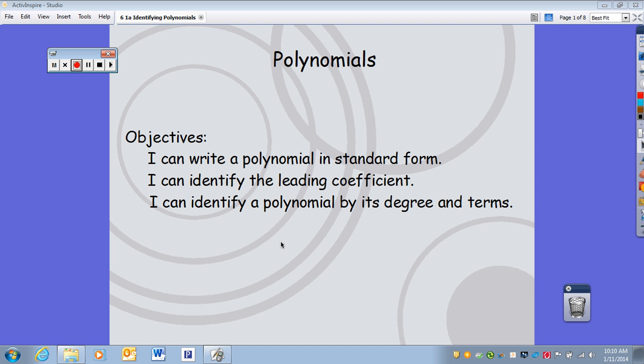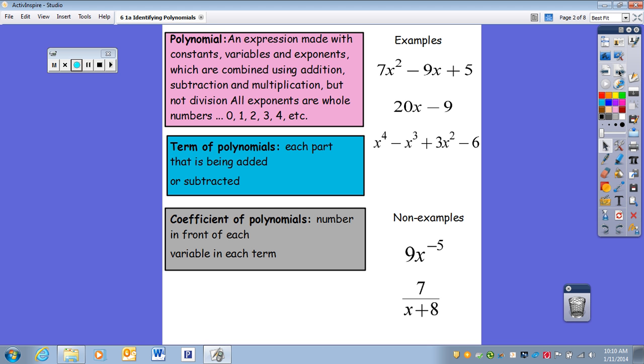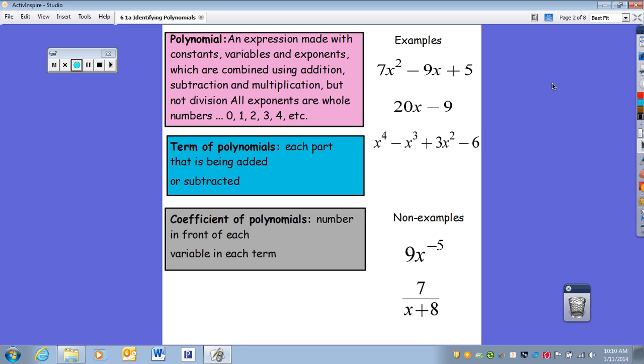In this lesson, we will be working on identifying polynomials, where we can write a polynomial in standard form, identify its leading coefficient, and identify a polynomial by its degree and its number of terms. In this lesson, we'll have quite a bit of vocabulary. The first term that we need to know is the term polynomial.